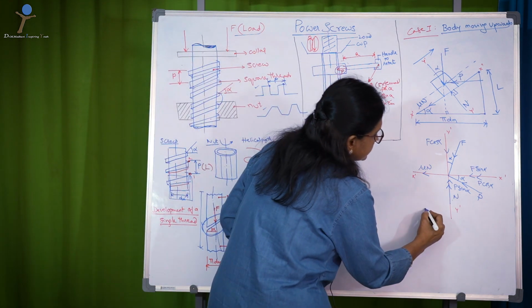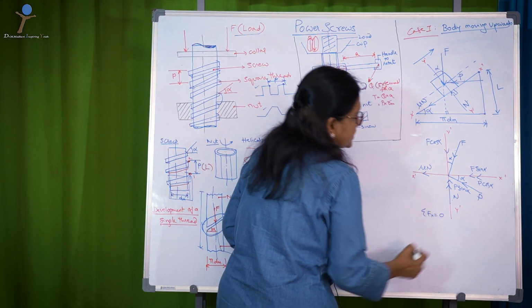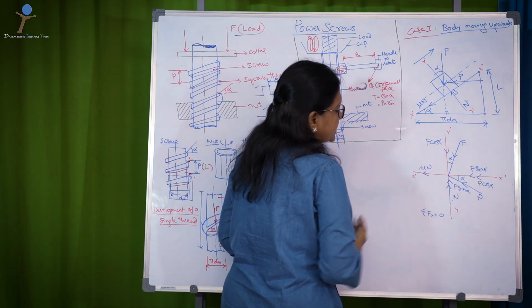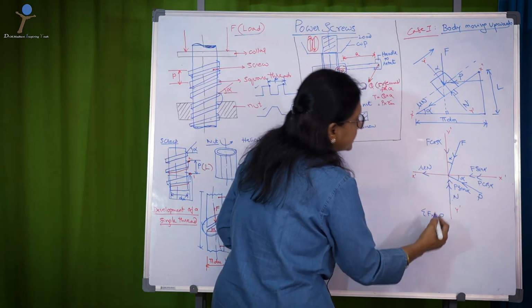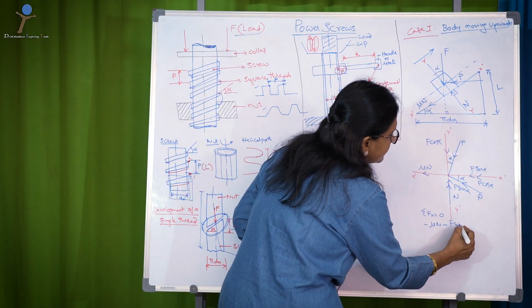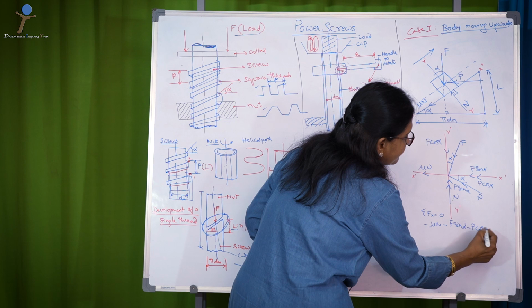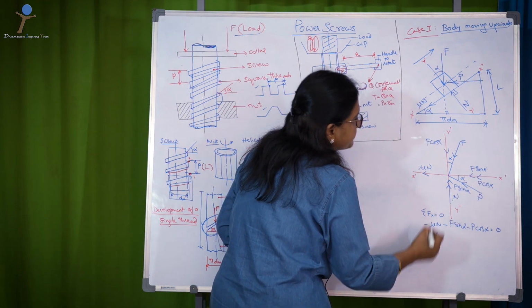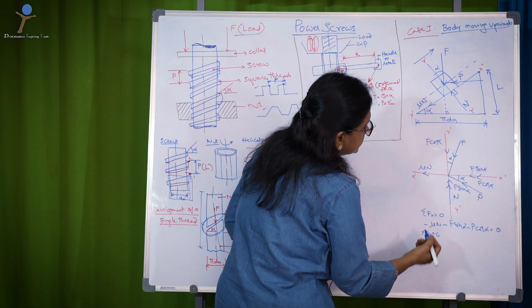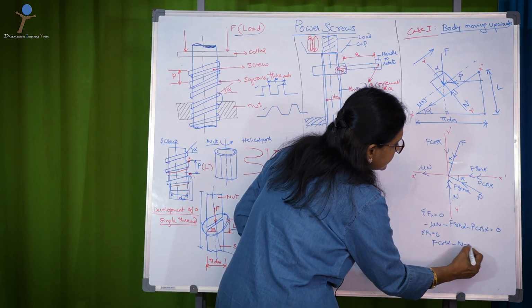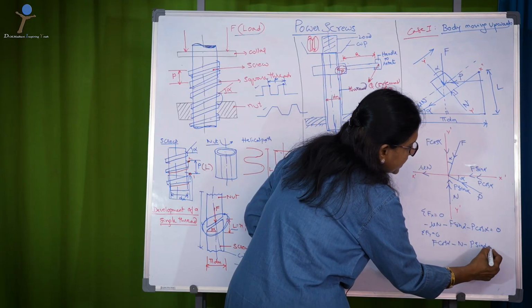Now, your sigma Fx equal to 0, equilibrium conditions. So, the sum of the forces acting in x direction are 0. I take mu N minus F sin alpha minus P cos alpha equal to 0. Then sigma Fy equal to 0. Then in this case, F cos alpha minus N minus P sin alpha equal to 0.